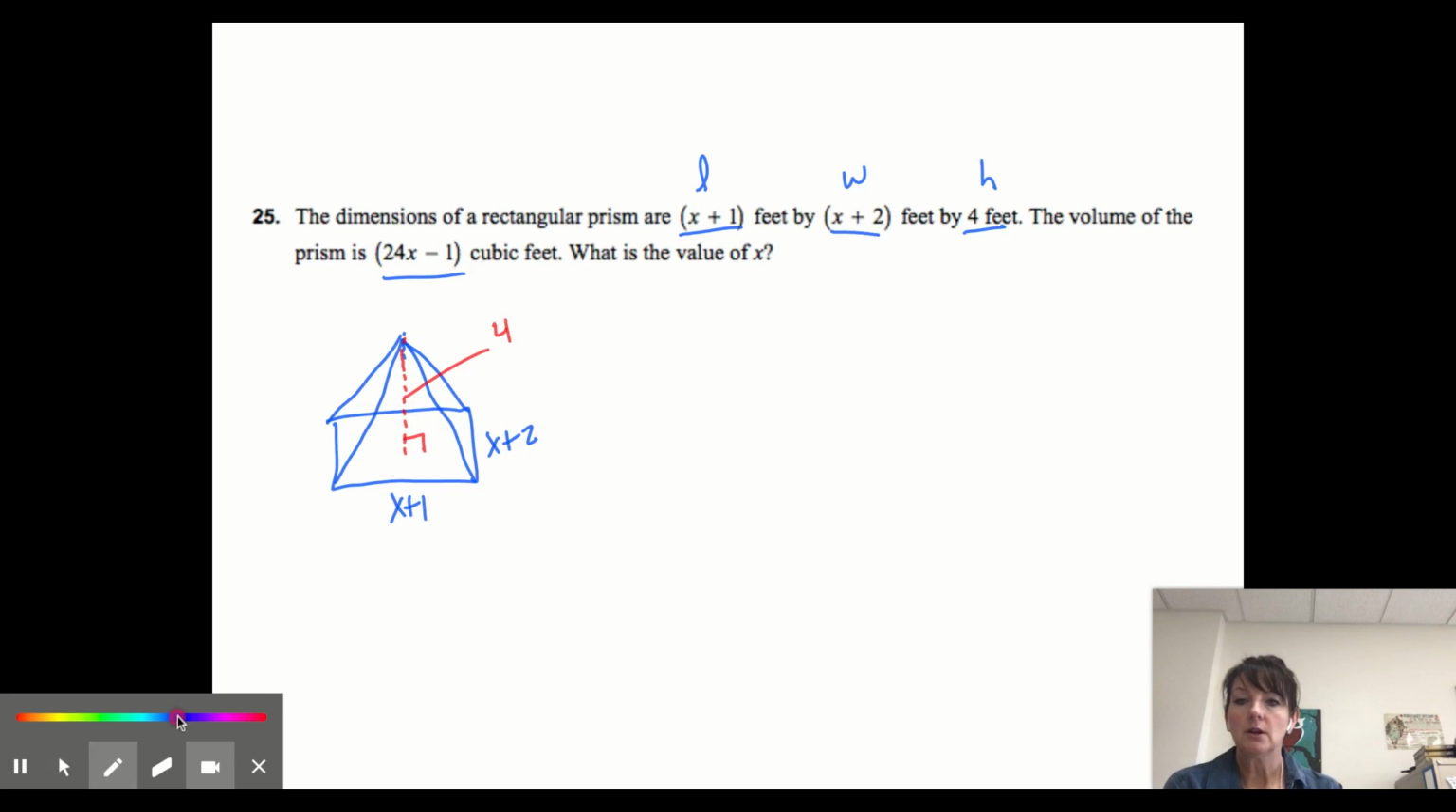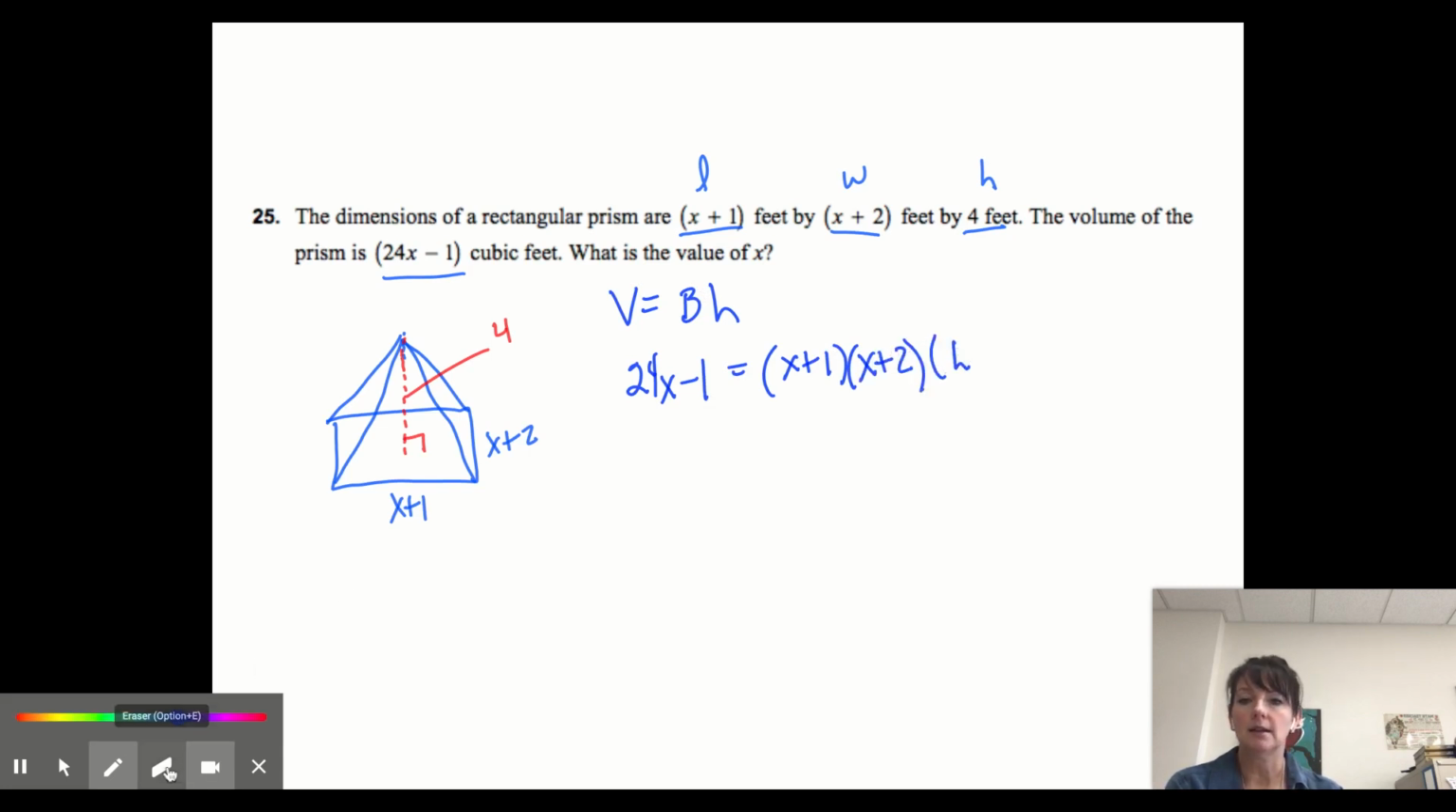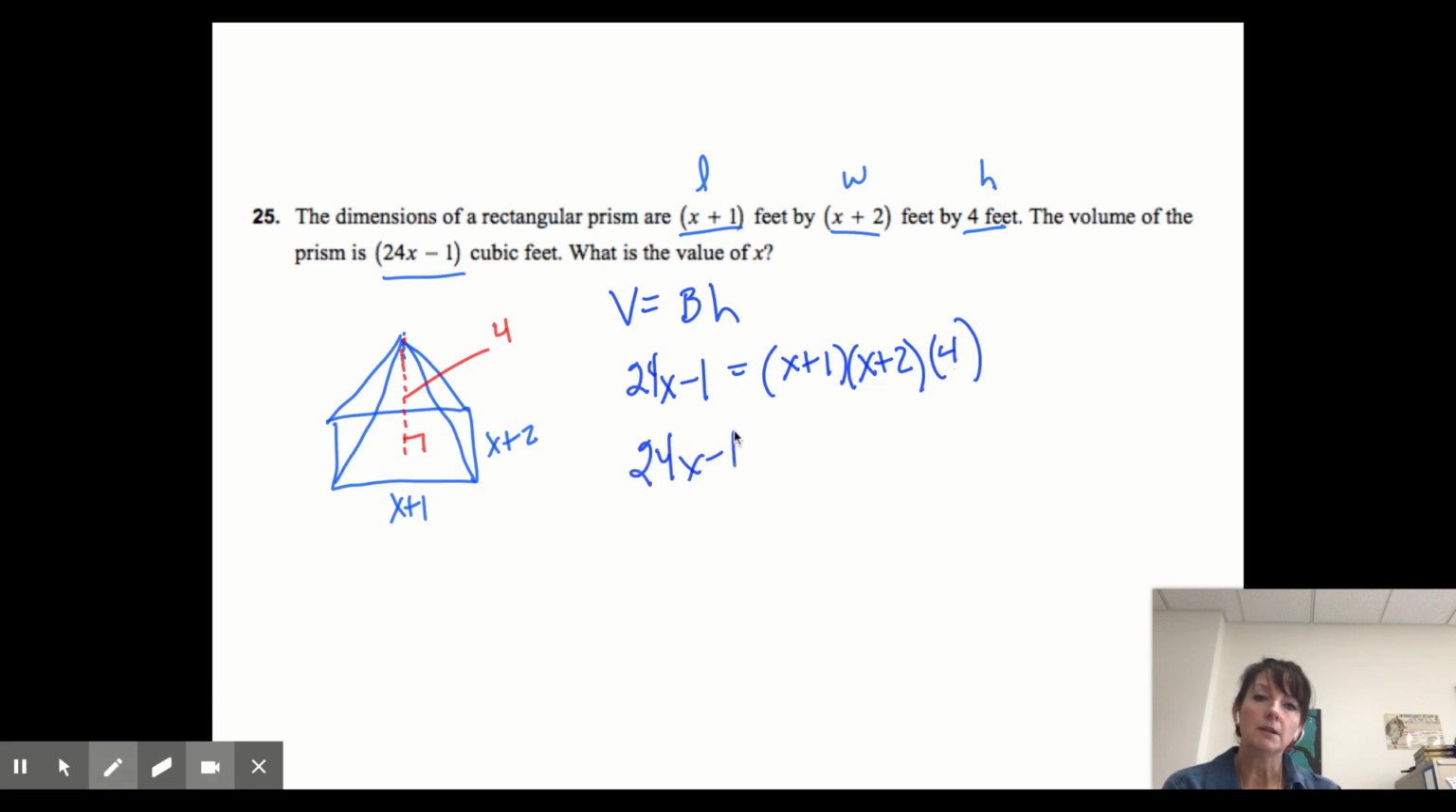Okay. So we know that we have the volume, so the volume is equal to the area of the base times the height. So in this case, the volume is 24x minus 1. The area of the base would be length times width, x plus 1, x plus 2, and then times the height. And that's going to be, in this case, 4. So we just go ahead and multiply over here. So 24x minus 1 is going to be equal to, your first term would be x squared plus 2x plus x plus 2, and then all of that would be times 4.